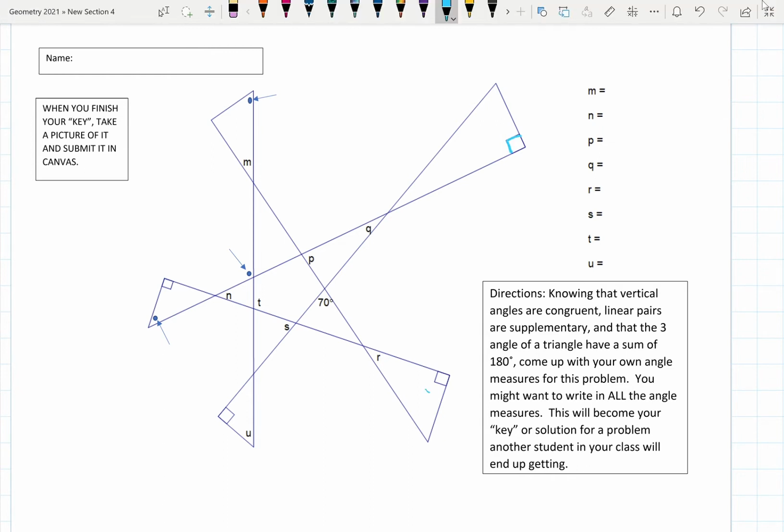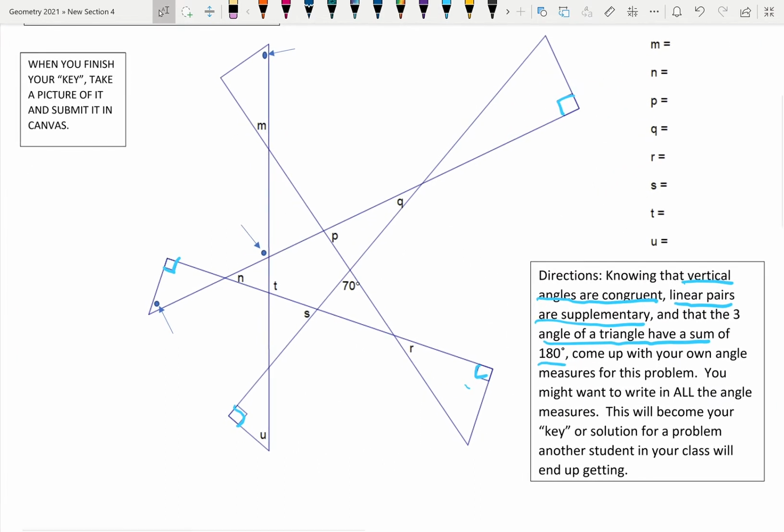We know that this is a 90-degree angle. We have 4 90-degree angles here, and we have a single 70-degree angle. Everything else is up to us as long as we follow the basic rules that we know: vertical angles have to be congruent, linear pairs have to be supplementary, and the 3 angles of a triangle will always add up to 180 degrees. So what do I do with that?